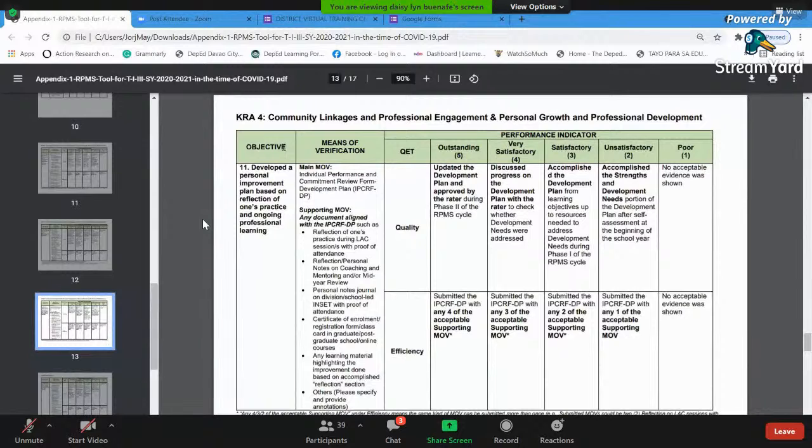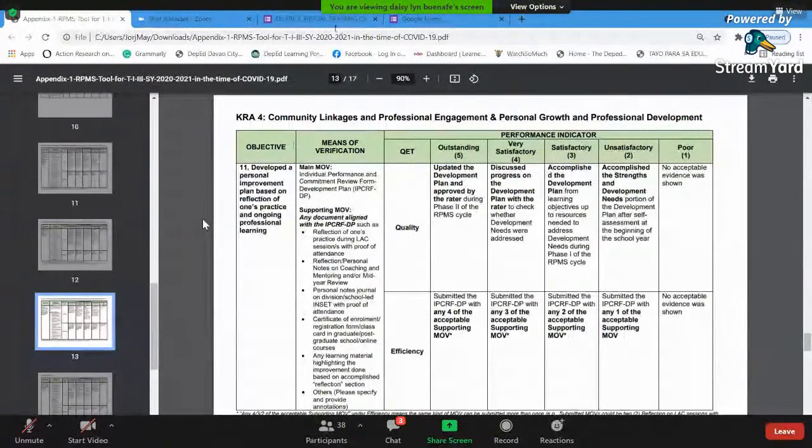For example, today, you can make a reflection now, and then with proof of attendance, you can use your submitted attendance. Screenshot it, print it, and attach it to your reflection. Okay, next is reflection, personal notes on coaching and mentoring and or mid-year review. For example, your master teacher calls you after the class observation, and then there is coaching and mentoring. If you have notes, you can use them.